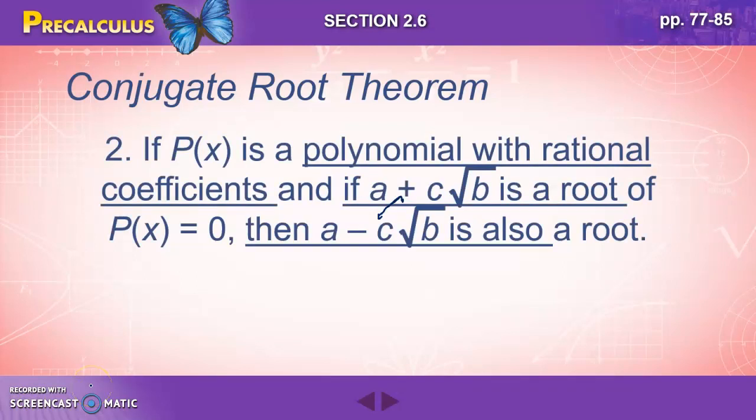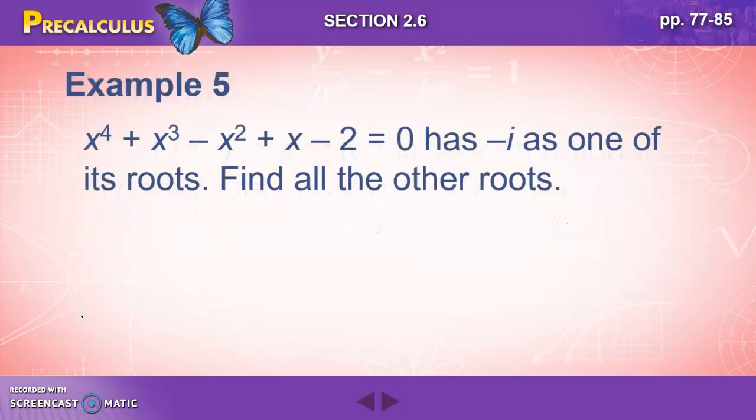if p of x is a polynomial with rational coefficients and a plus c square root of b is a root of p of x equals 0, then a minus c square root of b is also a root. So again, conjugates: if one imaginary number, complex number, is a root, its conjugate is also a root. Let's take a look at this example.